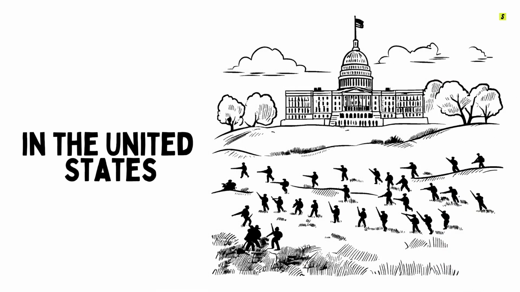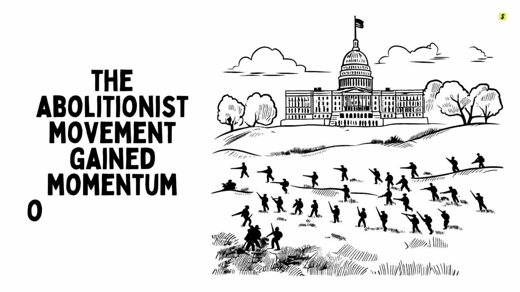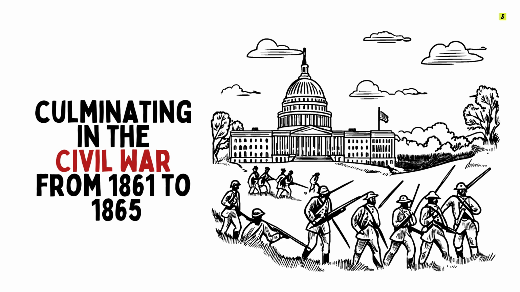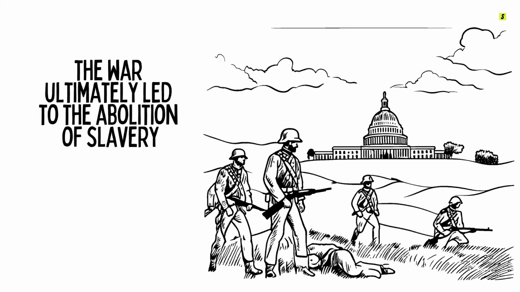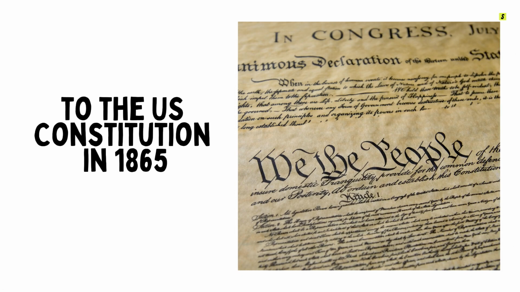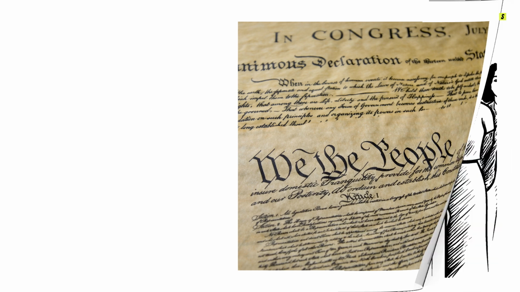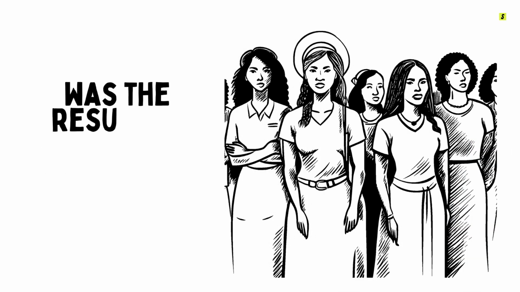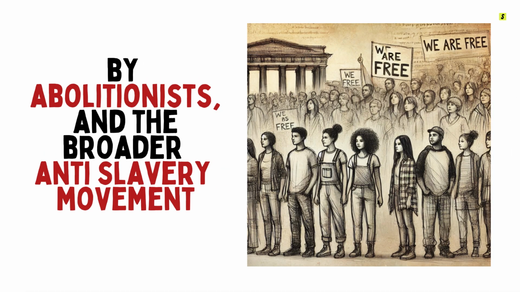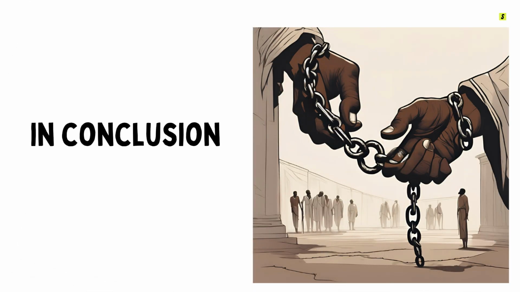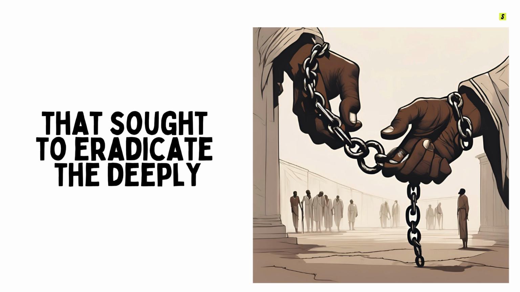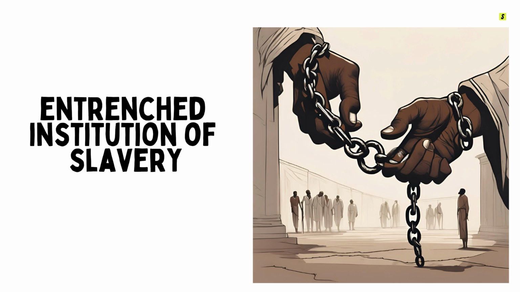In the United States, the abolitionist movement gained momentum over decades, culminating in the Civil War from 1861 to 1865. The war ultimately led to the abolition of slavery with the passage of the 13th Amendment to the U.S. Constitution in 1865. This monumental achievement was the result of decades of struggle and sacrifice by abolitionists and the broader anti-slavery movement.